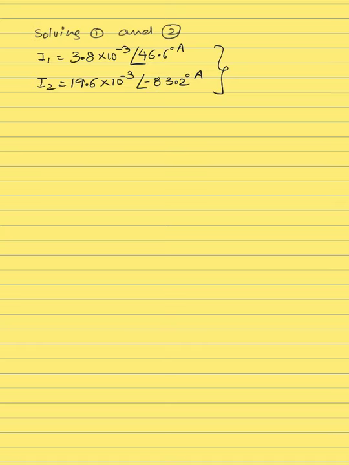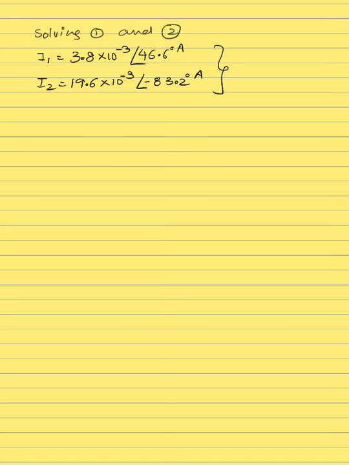Okay. So solving 1 and 2, the I1 comes as 3.8 times 10 to the power negative 3 to an angle of 46.6 degrees in amperes. And the value of the I2 comes as 19.6 times 10 to the power negative 3 to an angle of negative 83.2 degrees in amperes. So those are the two mesh currents or the loop currents in phasor form.